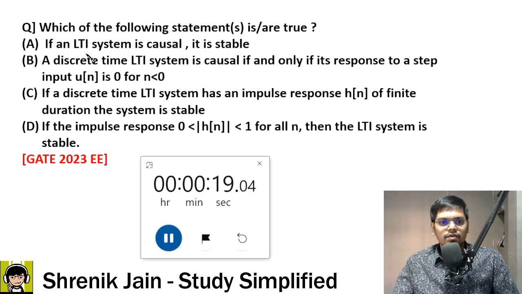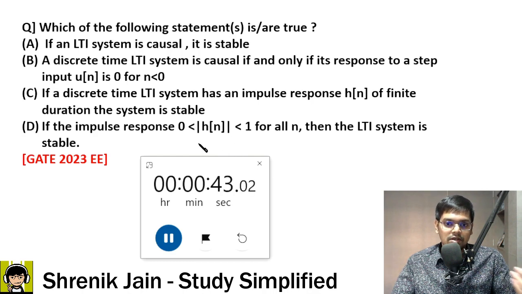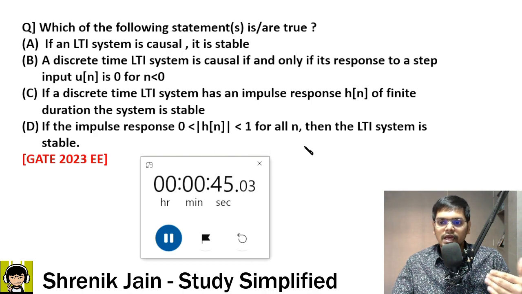Option A: if an LTI system is causal, it is stable. Option B: a discrete time LTI system is causal if and only if its response to a step input u of n is 0 for n less than 0. Option C: if a discrete time LTI system has an impulse response h of n of finite duration, the system is stable. Option D: if the impulse response satisfies mod h of n greater than 0 and less than 1 for all n, then the LTI system is stable.